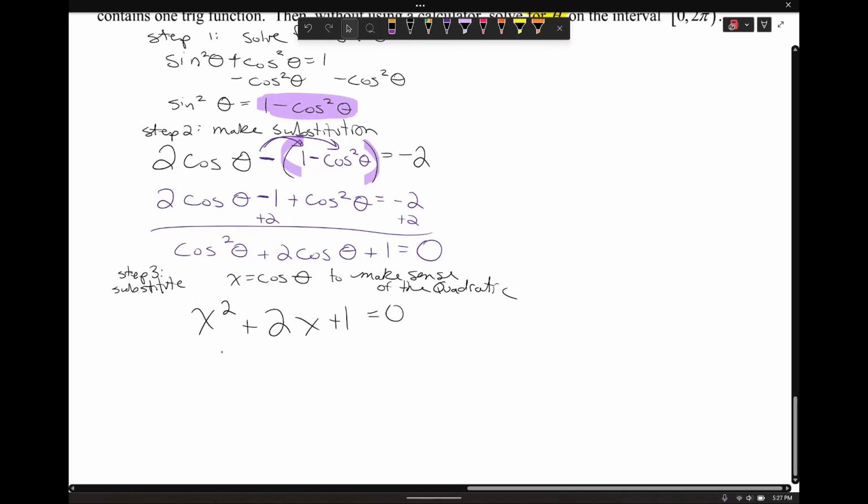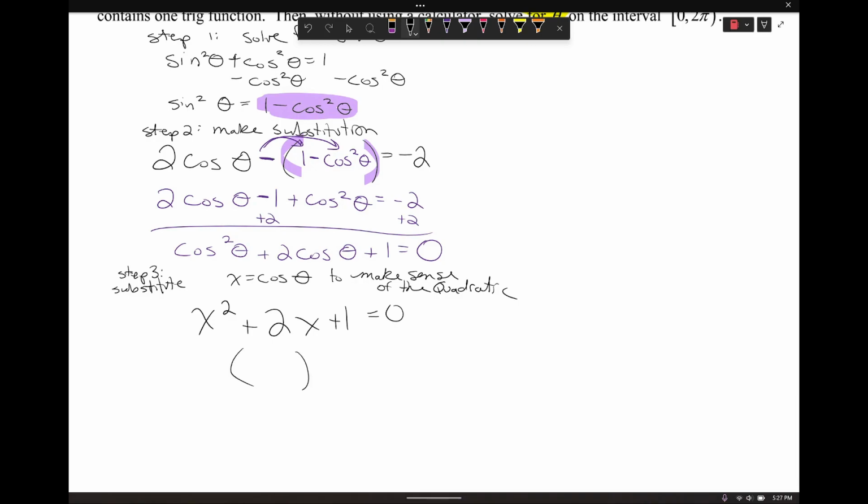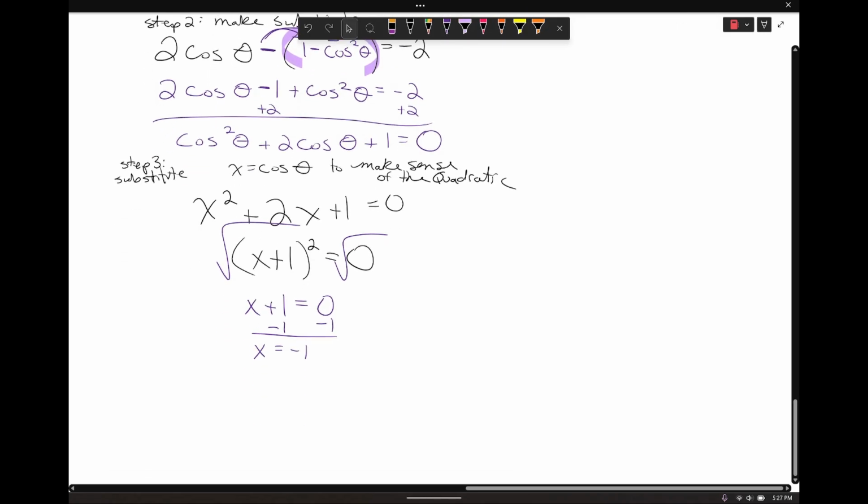And here's my quadratic. Ready? X factor for me, please. X squared plus 2x plus 1. If you're my student, you know how to do this because you've taken this verbal quiz twice. Take the square root in purple. Square root. That means I have x plus 1 equals 0 and minus 1. X equals -1. But remember that x was cosine.